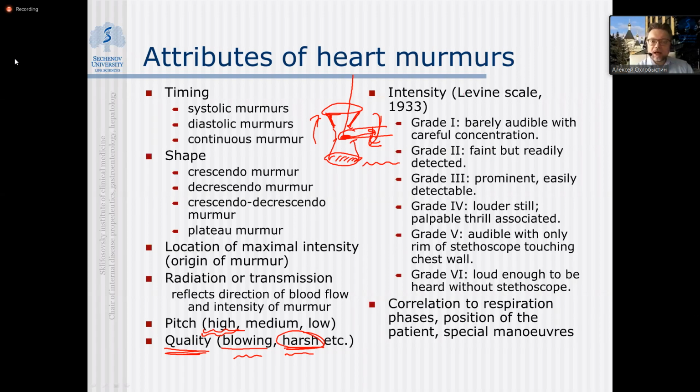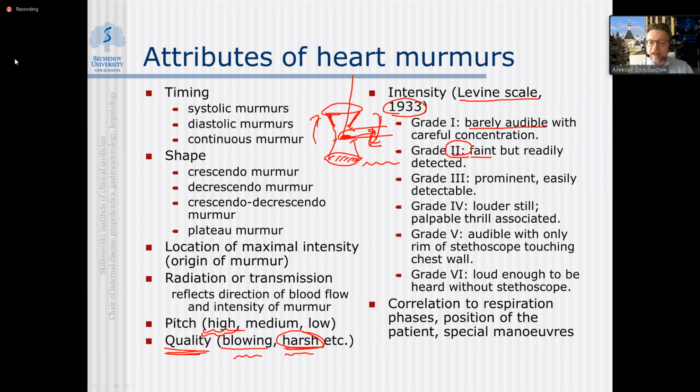Intensity. It's a little bit outdated, but still in all textbooks we have so-called Levine scale that was first published in 1933, and there is a 6-grade scale reproducing different degrees of intensity of the murmur. So first grade means that at careful concentration you can barely hear the murmur. Readily detected but faint means that you have second grade. Third grade, the sound will be easily detectable. No concentration is needed. It's obvious. You just will position your phonoendoscope at the patient's chest and hear the murmur.